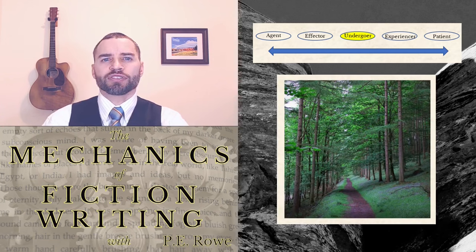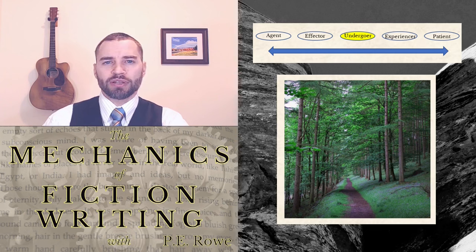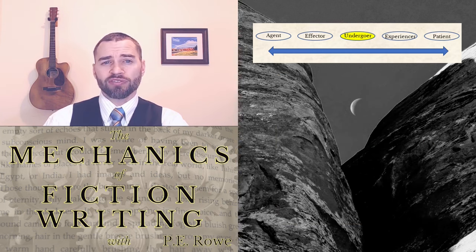Often this character is on a quest of some kind. Think Alice and her adventures in Wonderland. The undergoer has some agency in that she has the choice to move forward, but what happens to her along the way is not always in her control. She could be attacked by an oversized deck of playing cards or befriended by a smiling Cheshire cat. You have to keep undergoing to find out.